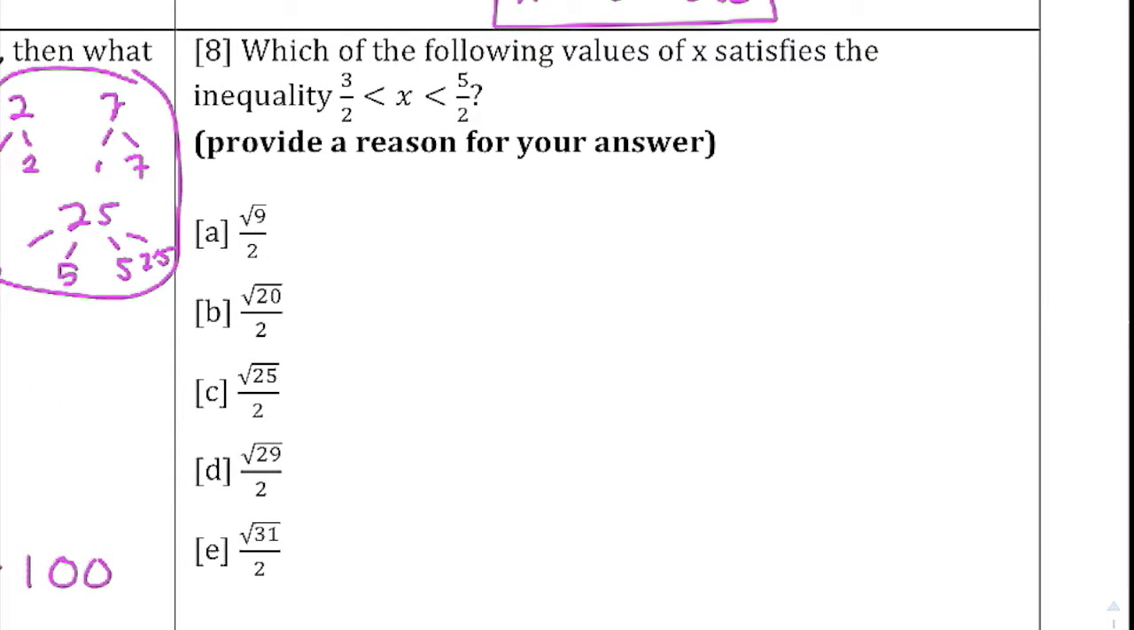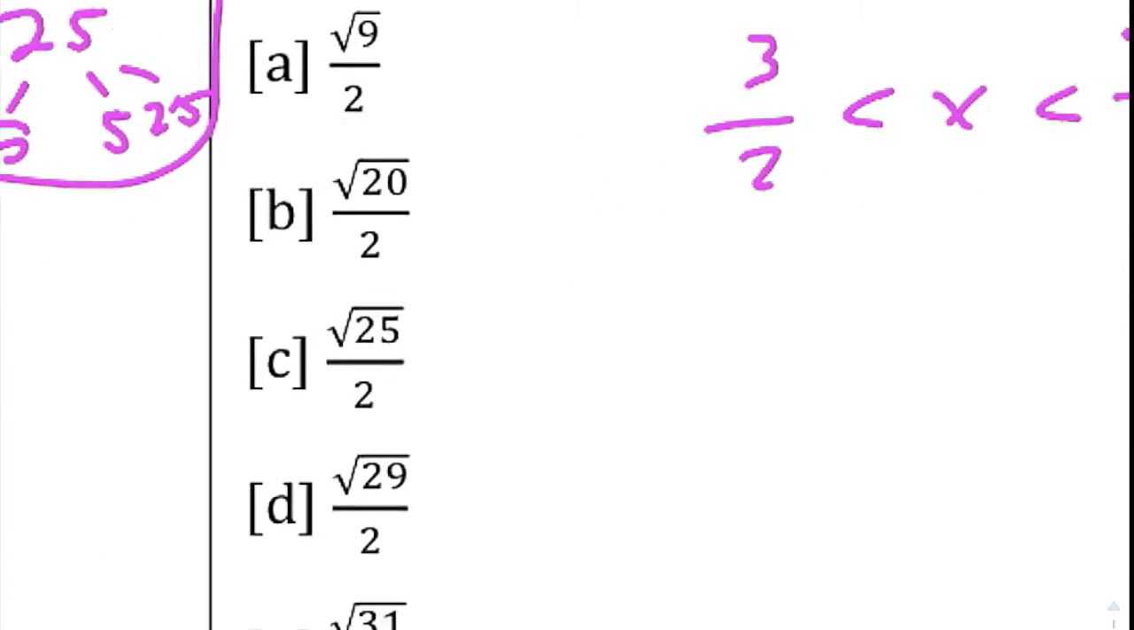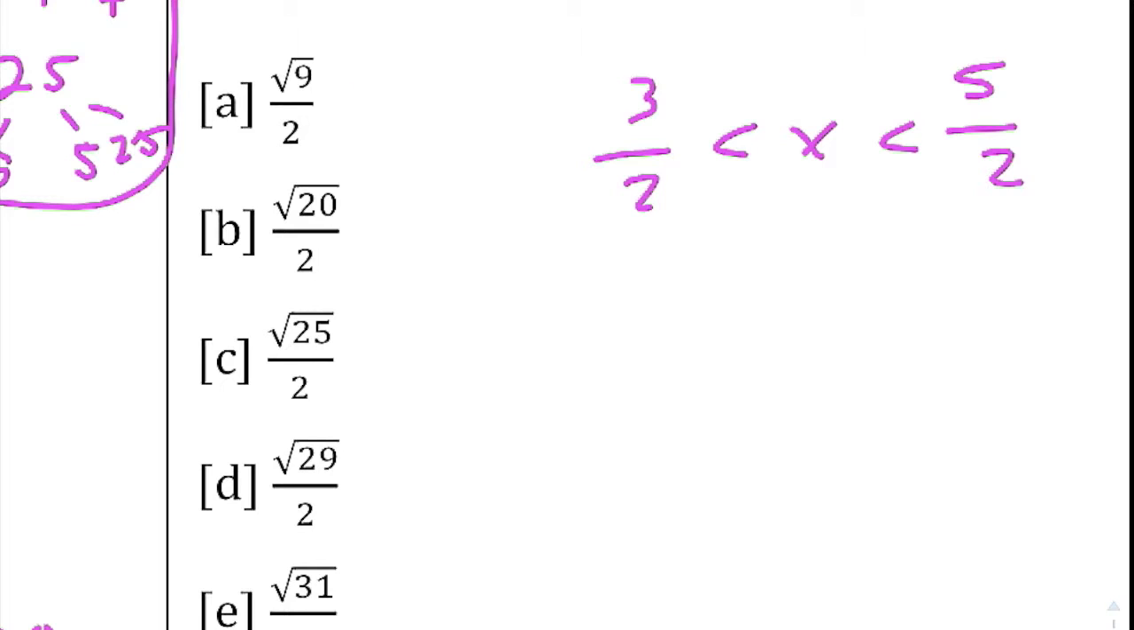Alright, which of the following values of x satisfies the inequality 3 over 2 is less than x is less than 5 over 2? There's a couple different ways we can approach this, but first we have to make sure we understand what's going on with the values here. We have this x that's trapped in between 3 over 2 and 5 over 2, and then we're given a bunch of values to check against it. One way we can attack this is to look at these values and try to make sense of them. The square root of 9 over 2 is the same thing as 3 over 2.